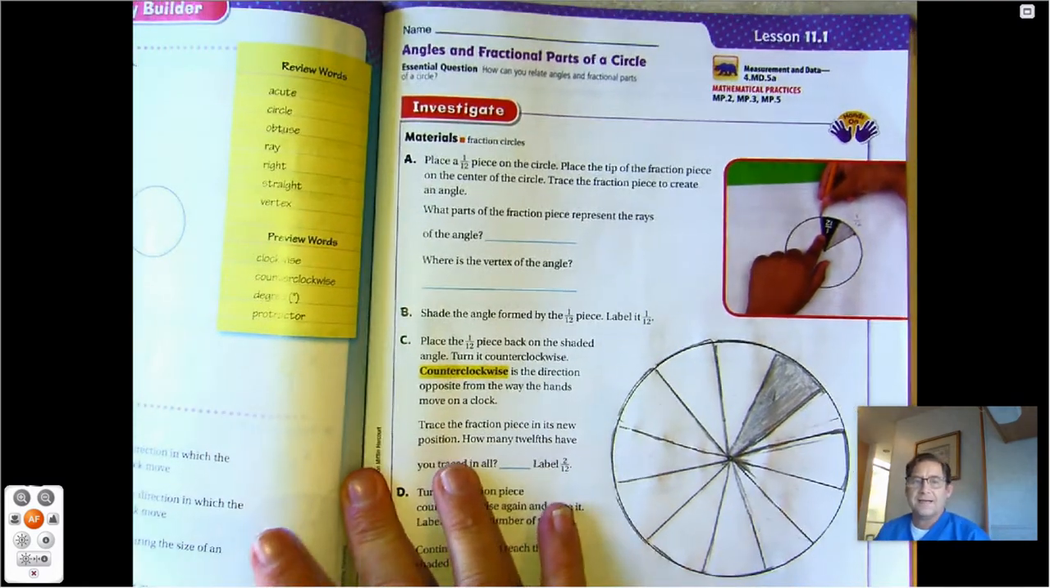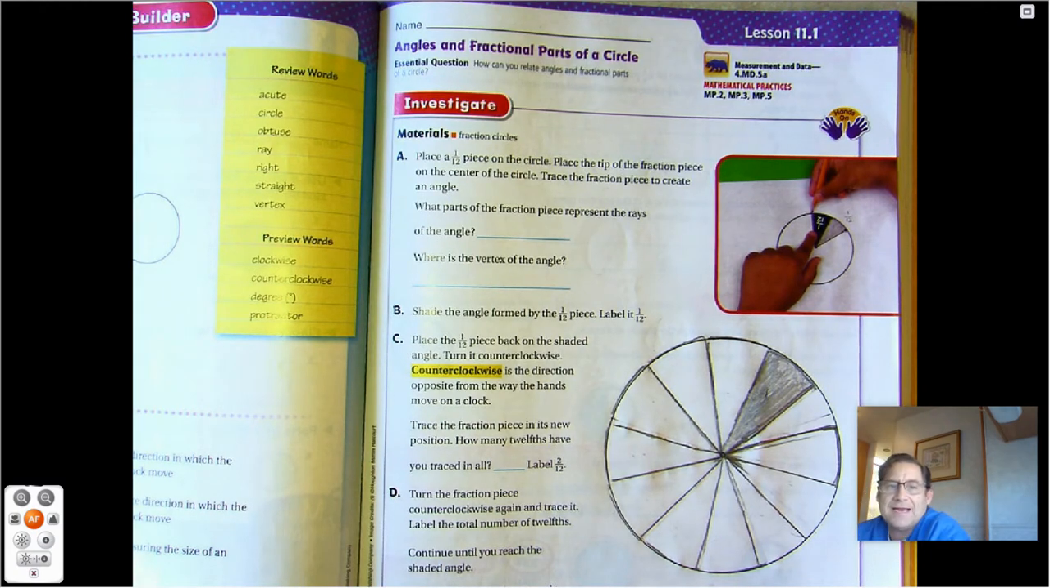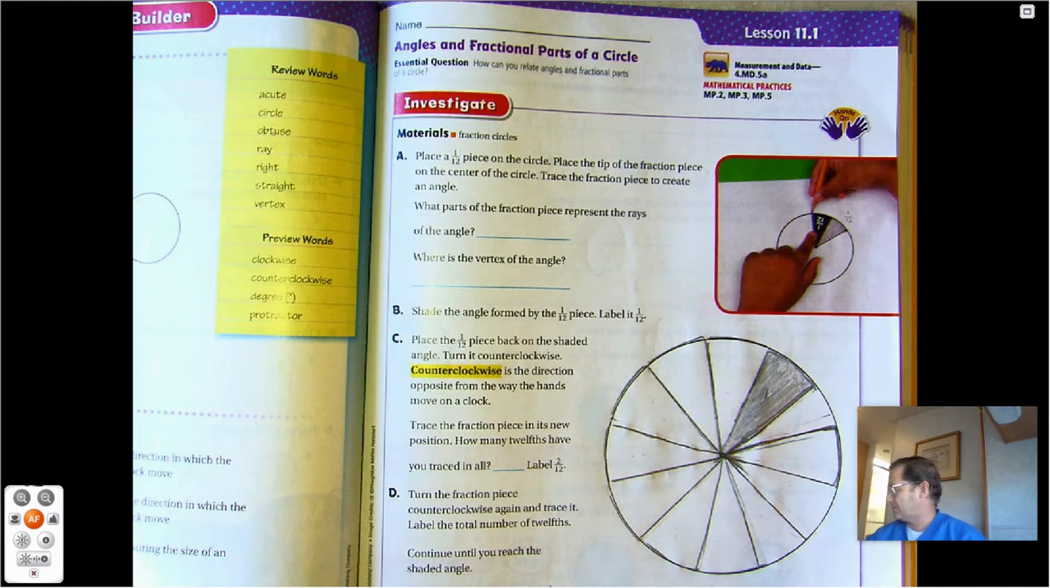Hello. Today we're talking about lesson 11.1, angles and fractional parts of a circle. So the essential question is, how can you relate angles and fractional parts of a circle? If you have fraction circles, that's what we're going to use right now.